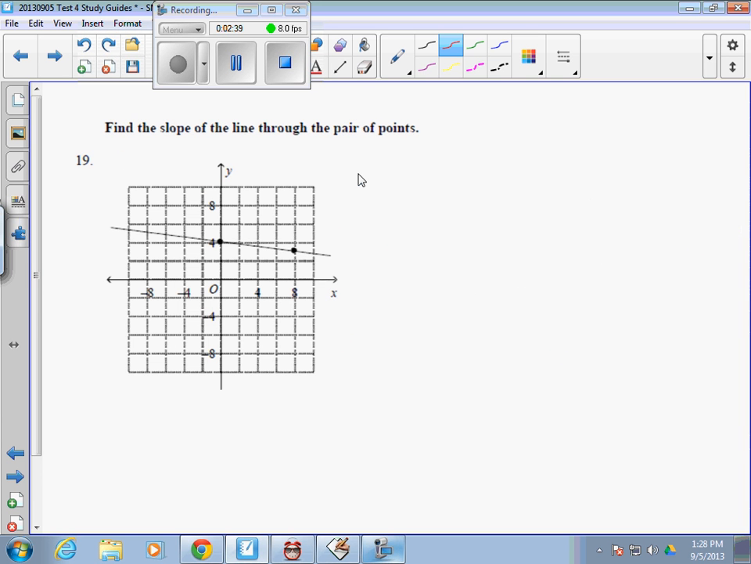19 says find the slope of this line. The points that are highlighted for you, one of them's on 4, and the other one's kind of in the middle of this line right here. But if you notice, it's counting by 2 each time. It's not counting by 1.